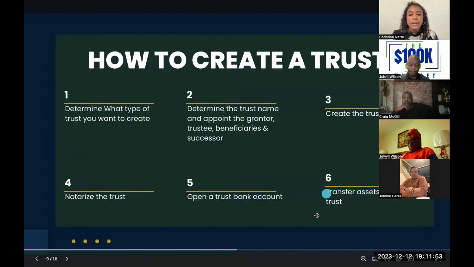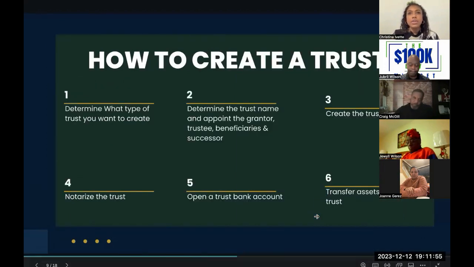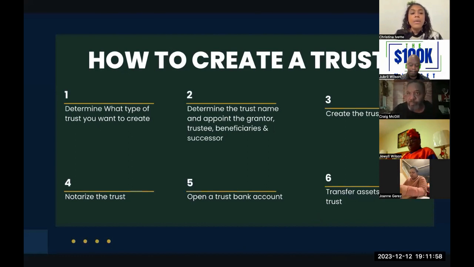Okay. So now let's talk about how to actually create the trust, right? We know that there are several different types of trust. So the first thing you want to do is determine what type of trust you want to create, okay? Determine if you want to create a revocable trust or an irrevocable trust. Once you've decided which trust you want to create, then you want to determine the trust name and appoint the different parties, okay? Like I said, I recommend an irrevocable trust because that is actually going to protect you from creditors, okay?